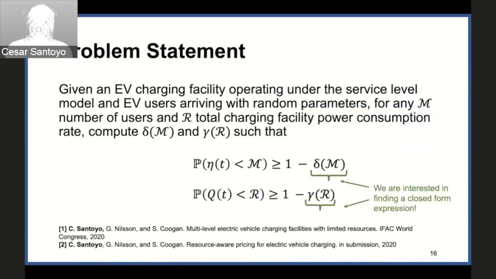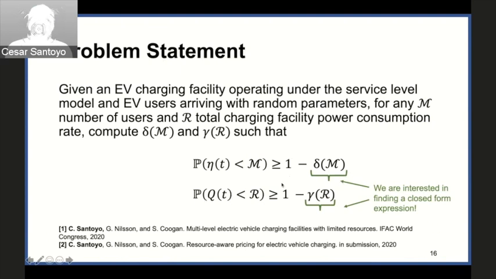So given an EV charging facility operating under the service level model, EV users arriving with random parameters, for any M number of users and R total charging facility power consumption rate, compute δ_M and γ_R such that the probability that the number of present users at some time t is less than M will be greater than 1 minus δ_M.